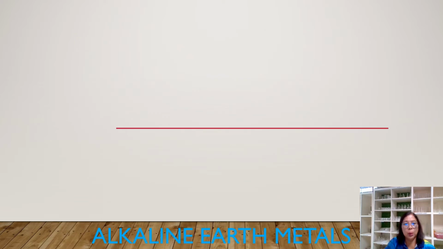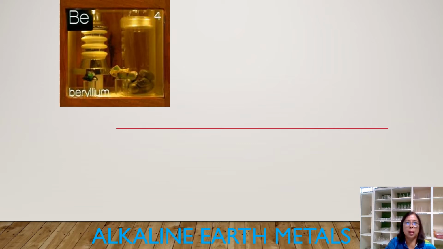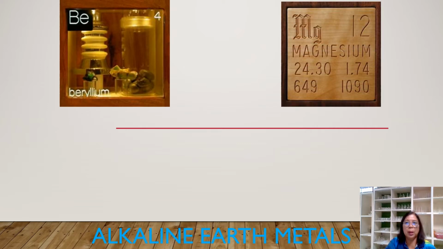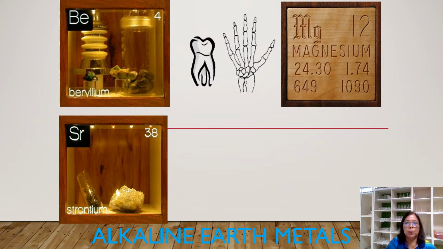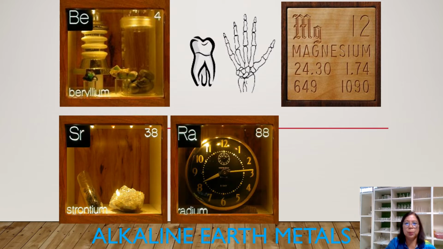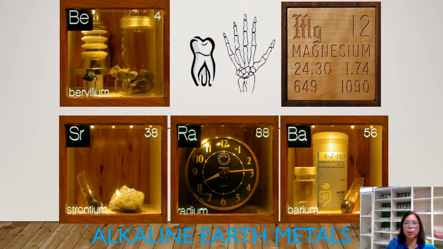Now let's go to group 2, or the alkaline earth metals. The first one is alkali, and the second one is alkaline earth metals. It is composed of beryllium, magnesium, strontium, radium, and barium.